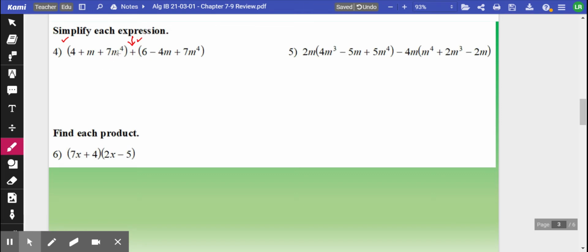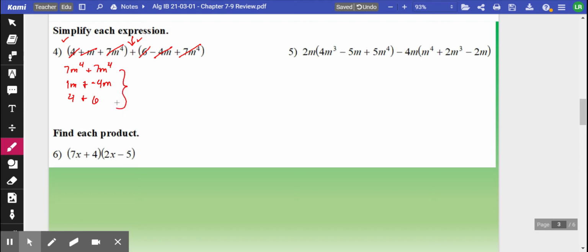I like to start with my biggest exponent, so m to the 4th. So 7m to the 4th. Oh, look at that. Goes with 7m to the 4th. My next biggest exponent is the m to the 1st. So I have 1m plus negative 4m. And then I have my constants, 4 plus 6.